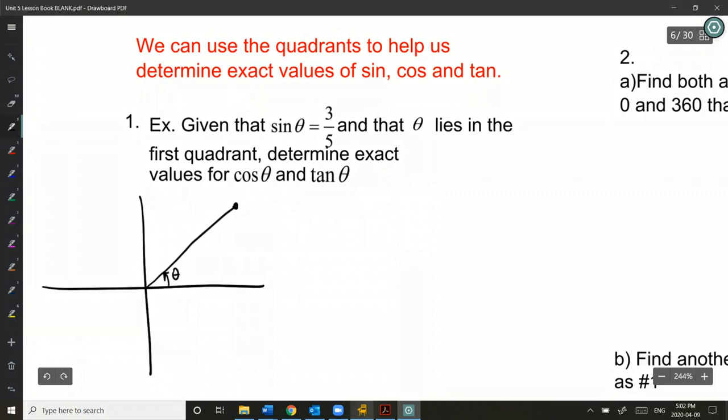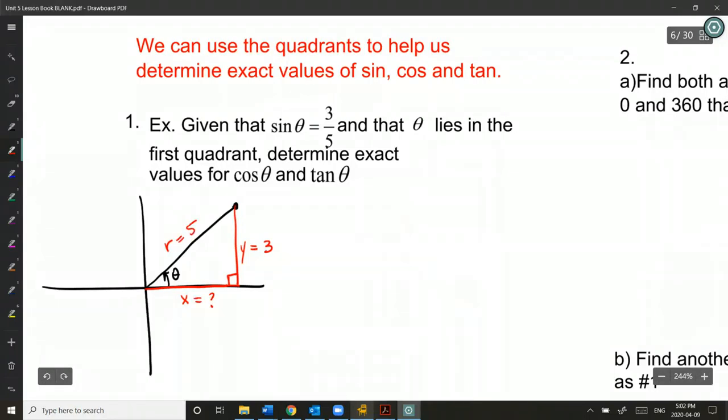And I have some point (x, y). So I've got a couple distances to make this a right angle triangle. I have the horizontal and the vertical distance that was traveled. And we talked about x, y, and r. And remember, above, sine was y over r, or opposite over hypotenuse. So I do know that this equals 3, and this equals 5.